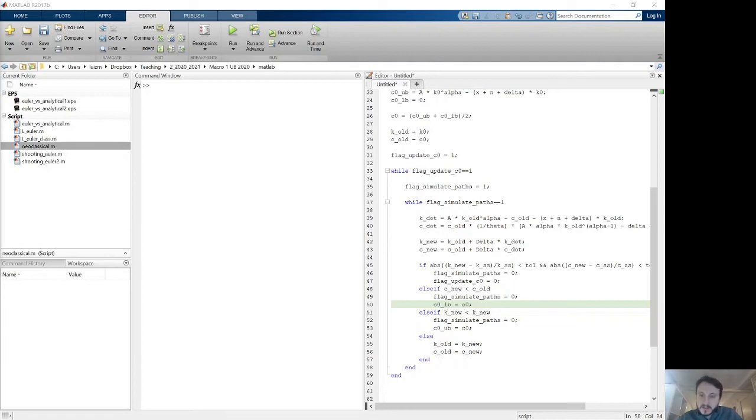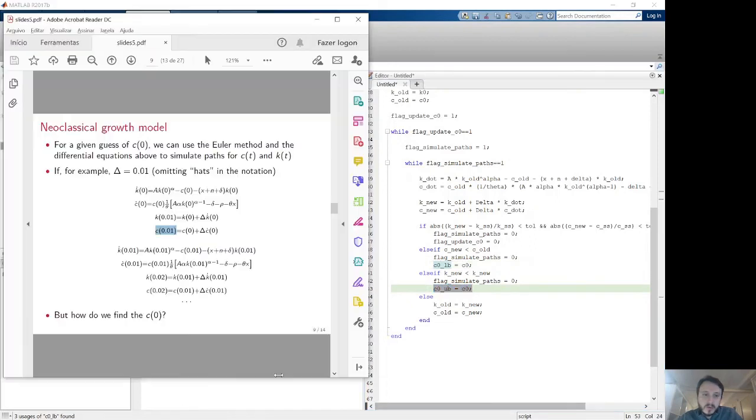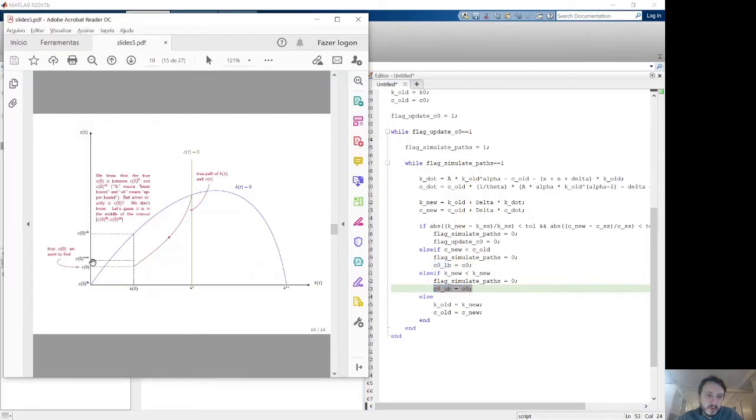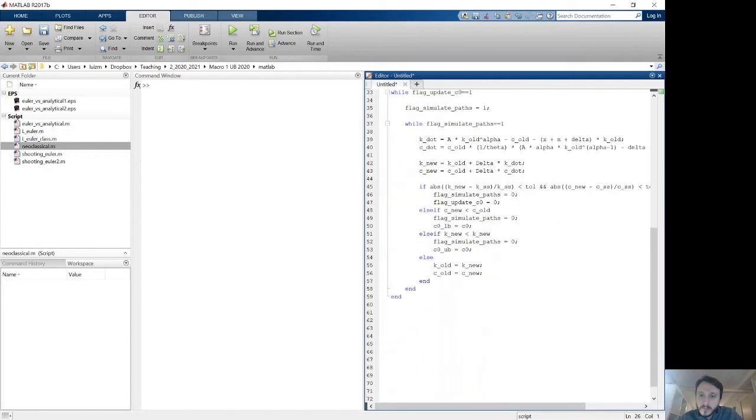There's one last thing we need to do that I forgot here. When we update the bounds of the interval, here and here, we also need to calculate the new consumption, right? So that's a case here. We update the upper bound, and then we get a new guess of consumption, which is the midpoint of the new interval. So let's do it here again. I can just copy this because that's the same formula. When I update the upper bound, I calculate the new C0, and same thing for the lower bound here.